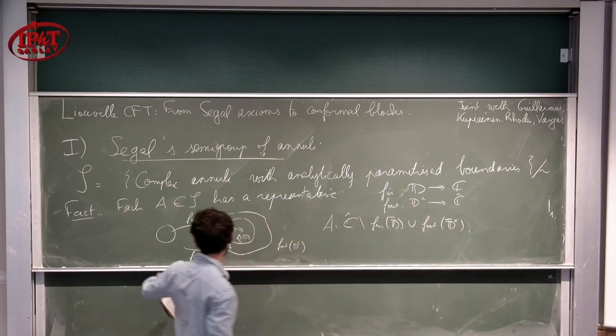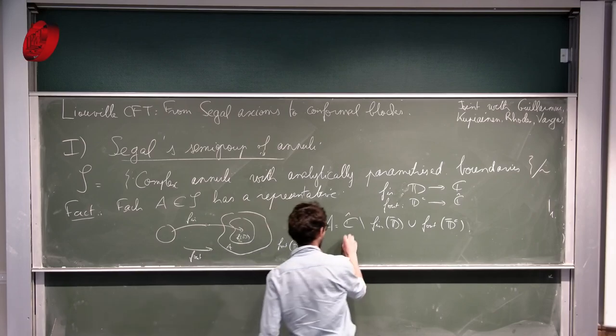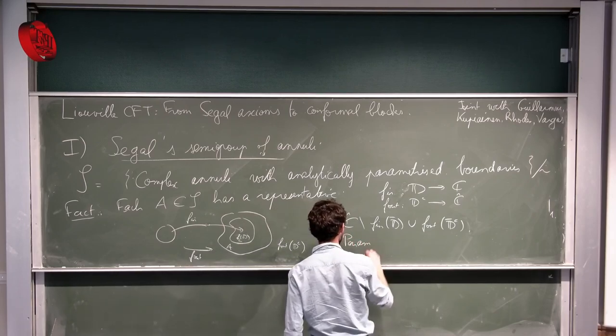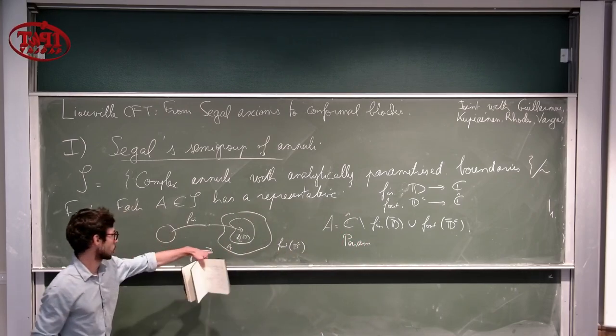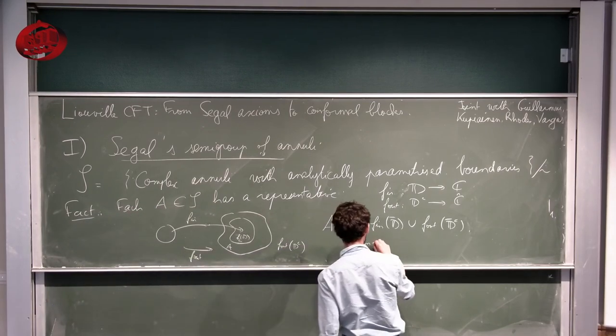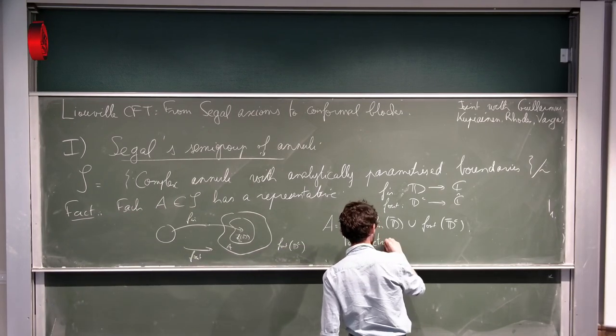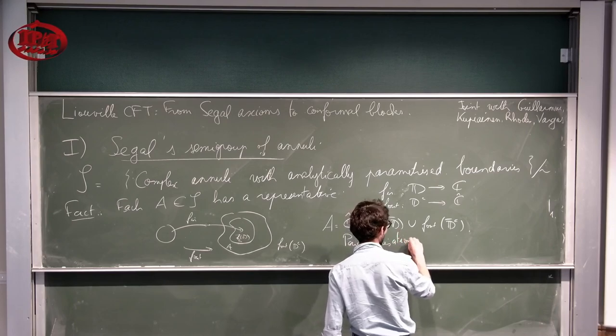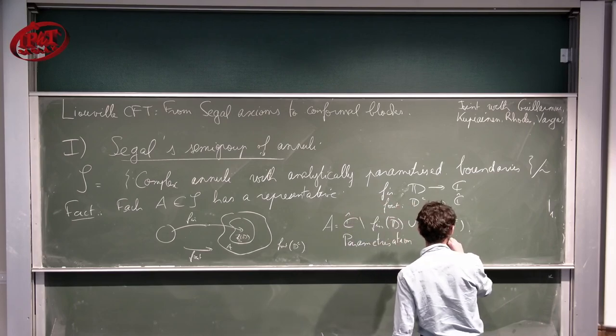And the parameterization is just given by, so I need a parameterization of the boundary. A parameterization is just a map from the unit circle to the boundary. And the parameterization here is canonical. It's just the restriction of your conformal maps to the unit circle.